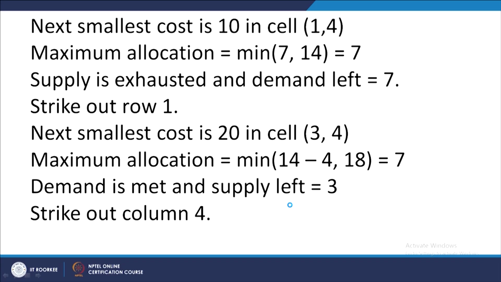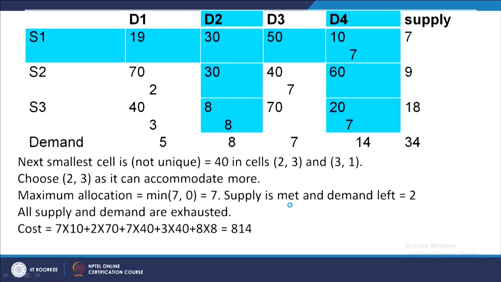Now, the next smallest cost is 10 in cell number 1, 4, and the maximum allocation is minimum of 7, 14, which is 7. Supply is exhausted and demand left is 7. Strike out row number 1, and the next smallest cost is 20 in cell 3, 4. Maximum allocation is minimum of 14 minus 4 and 18, which is coming out to be 7, and demand is met and supply left is 3. So, strike out column number 4. So, here we have the struck out columns.